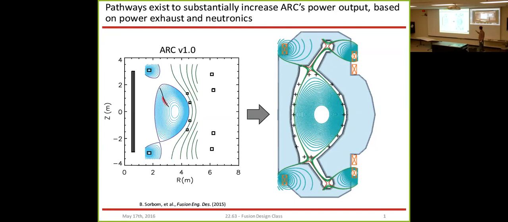We believe that our work has enabled us to determine that pathways exist to increase the fusion power of the ARC reactor substantially. We've done a lot of thermal loading calculations and neutronic simulations, and we believe we might be able to get the fusion power up to about 1 gigawatt. And in this next slide, I'll show you exactly what we've done.